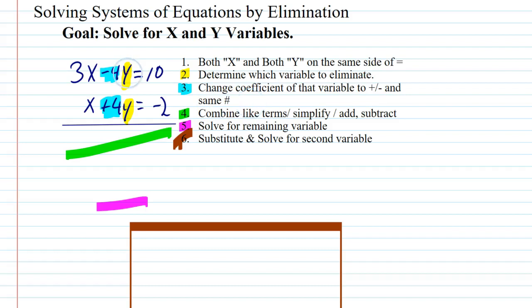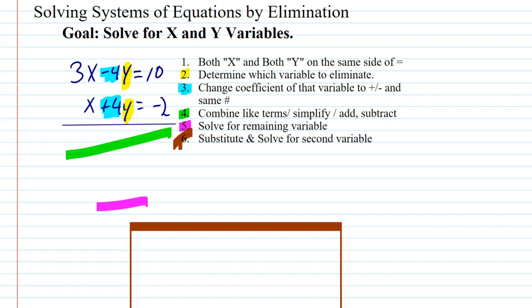Step number 3, change the coefficient of the variable to positive and negative of the same number. What does that mean? See how the y's have a negative 4 and a positive 4? 4 is the same number, but they have opposite signs. So positive and negative, the same number. Again, this one was already done for us.